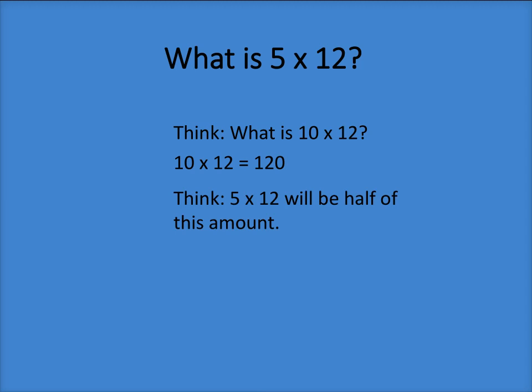So 5 times 12 will be half of this amount, half of 120. Half of 120 is 60. So 5 times 12 equals 60.